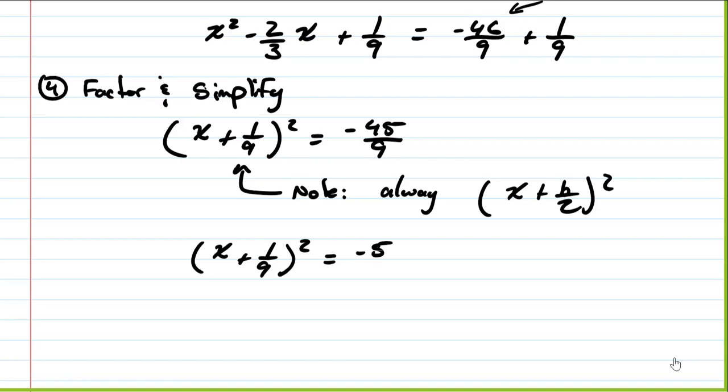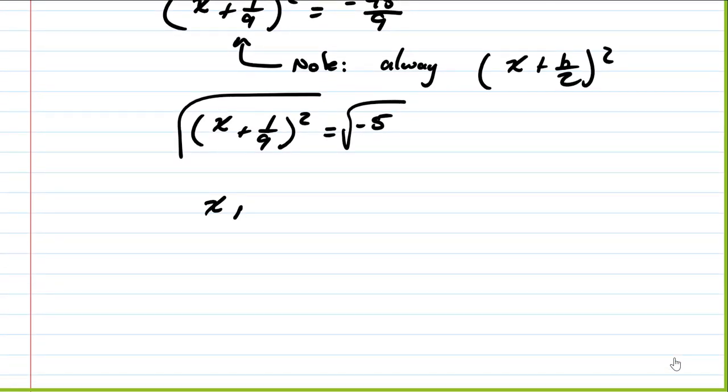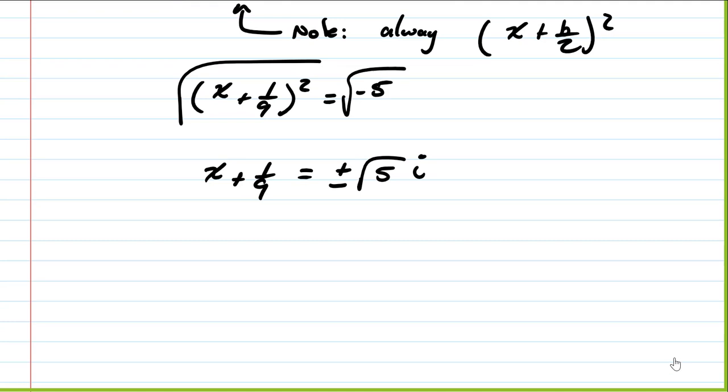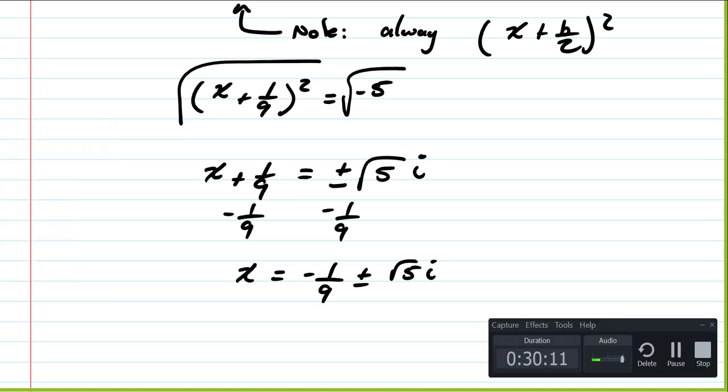So now finally, using our square root property, and I'll use the short form this time, we get x plus 1/9 is equal to plus or minus the square root of negative 5. Since the square root of a negative number is imaginary, we change the radicand to positive and pull our i outside. And then we subtract 1/9 from both sides, and we get the two solutions, negative 1/9 plus or minus the square root of 5i. And notice, once again, the solutions to this equation are complex conjugates.